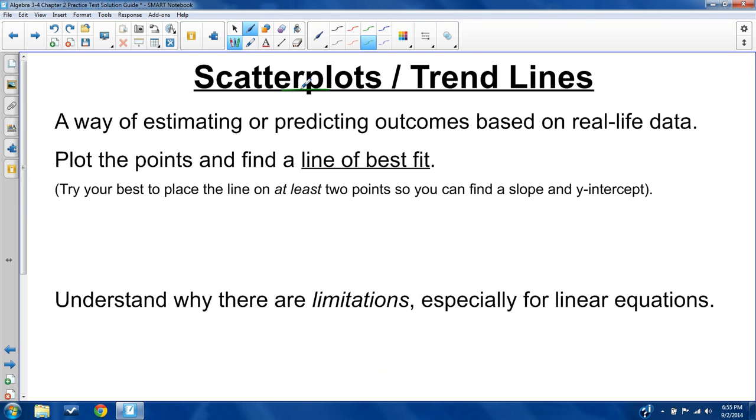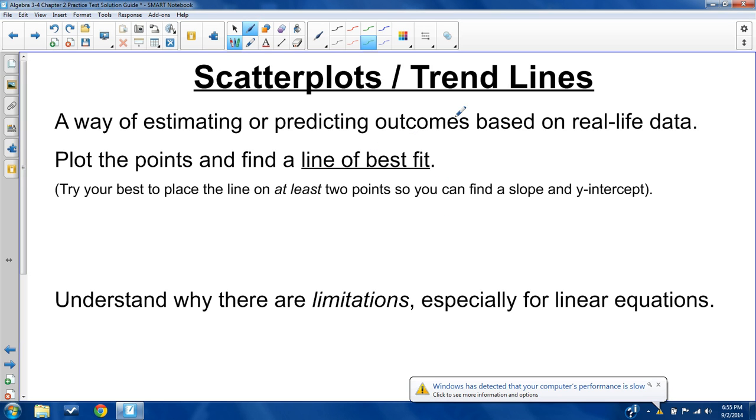Scatter plots are a way of predicting or estimating outcomes based on real-life data. So what you're going to do is you're going to have points. Maybe you surveyed something. Maybe you surveyed people's GPA and hours slept or something like that. I don't know. We're going to do an example in a second. And you're going to plot those points.